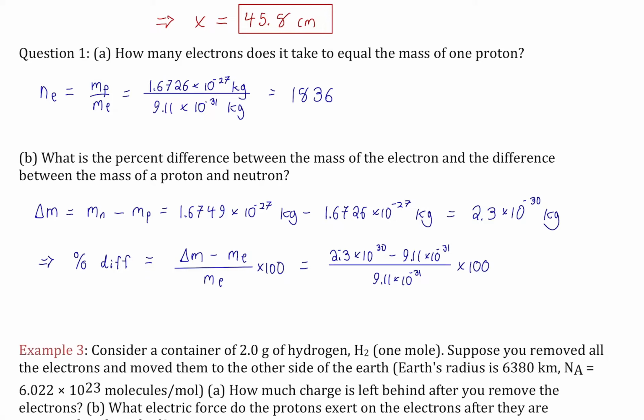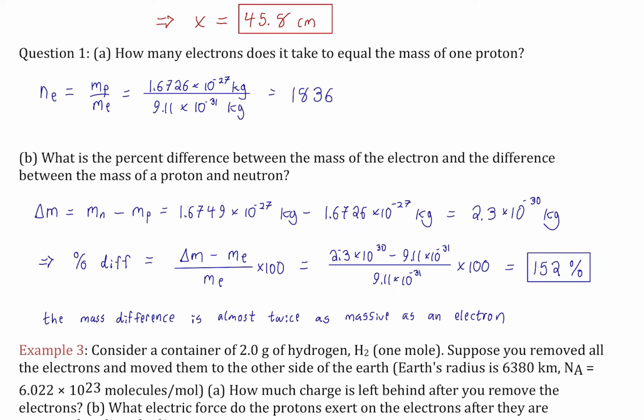If we look at the percent difference, we'd find delta M minus the mass of the electron, divided by the mass of the electron, times 100 to get a percent. That gives us a percent value of 152%, which tells us that the mass difference is almost twice as massive as an electron. So you think of the neutron as, in many cases, being rounded to the same mass as a proton. Chemists do that a lot. But in fact, it definitely is heavier. It's 1.5 electrons heavier. That can definitely matter in certain systems.